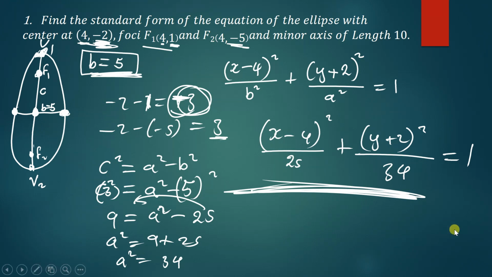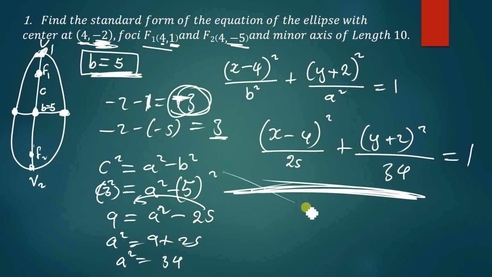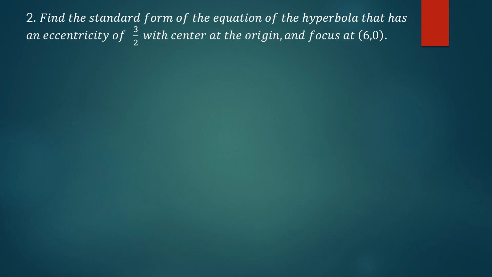Let's move on to the next question. The next question says find the standard form. By the way, this is the standard form of the ellipse that we were trying to find. Remember what I told you: the value of a is always greater than the value of b when you're dealing with the ellipse. So let's move on to this one.